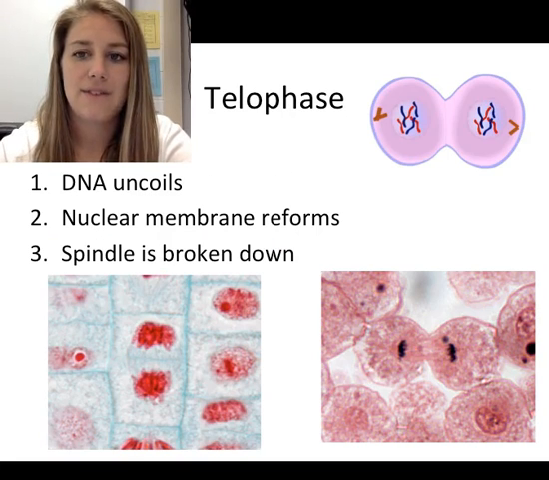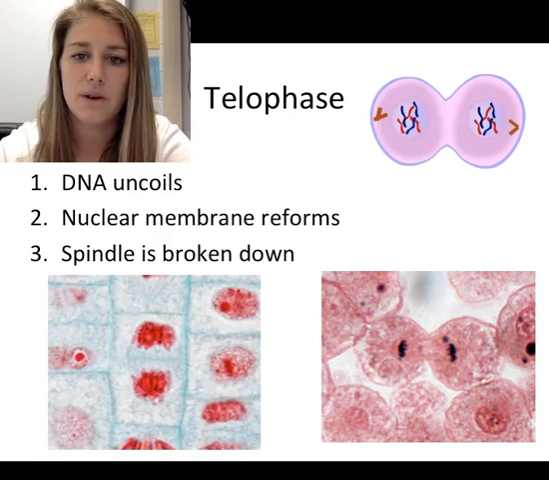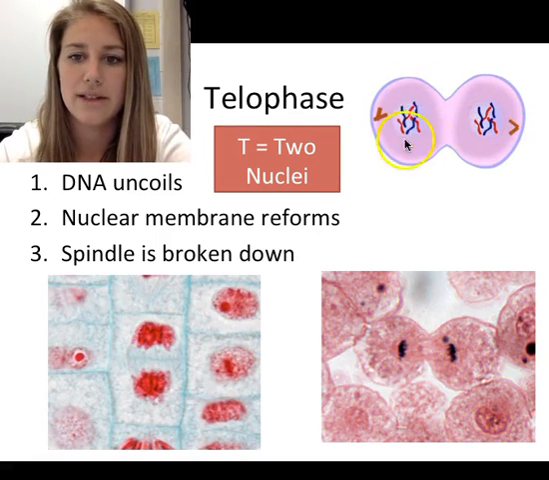Telophase is the last phase in mitosis, and this is when the DNA starts to uncoil, the nuclear membrane starts to reform, and the spindle fibers are broken down. So you can see we can't really see any more spindle fibers. Now you notice there is still only one cell. So an easy way to remember this is telophase is T for 2 nuclei. There are now 2 nuclei in the cell.